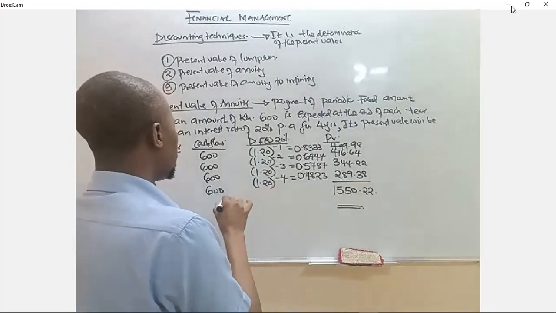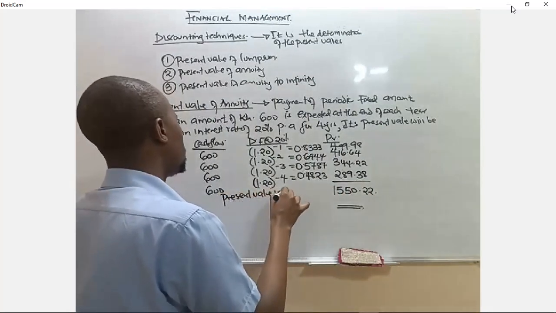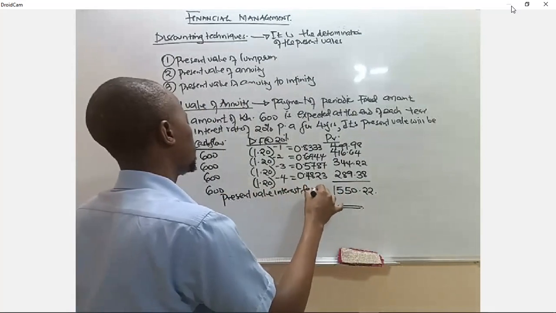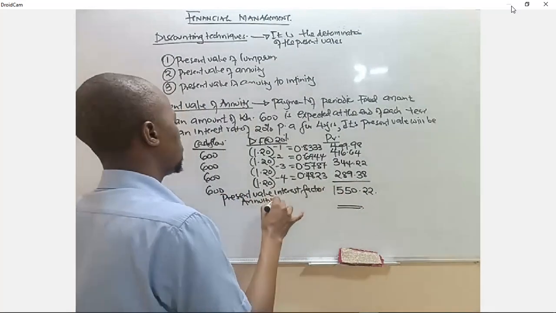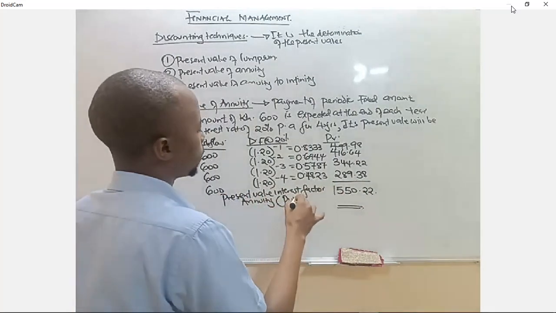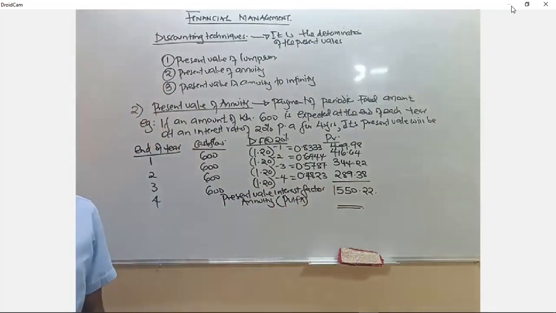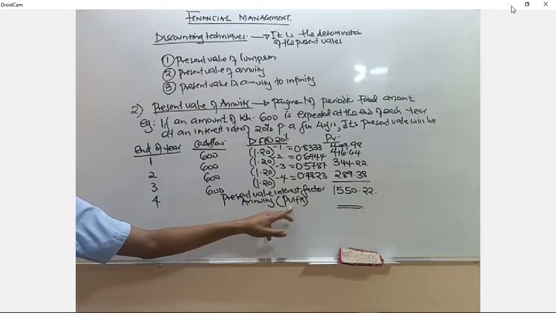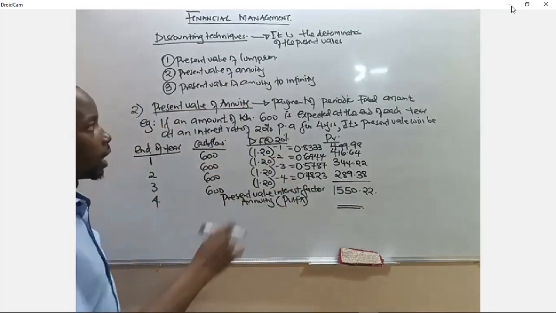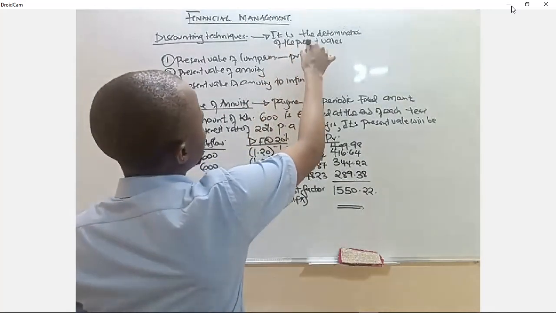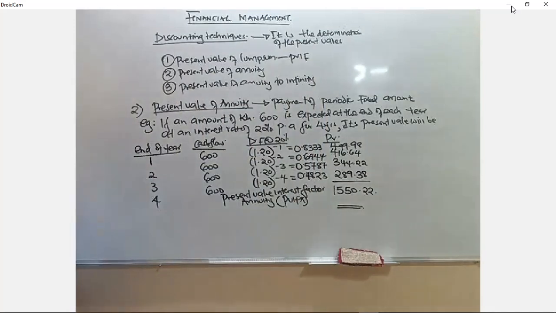So what is this we are getting? This is normally called the present value interest factor annuity. In other terms, it is normally called the present value interest factor annuity. In the tables, this is what the examiner normally gives. The present value of lump sum is the present value interest factor for lump sum, and this one is for annuity.